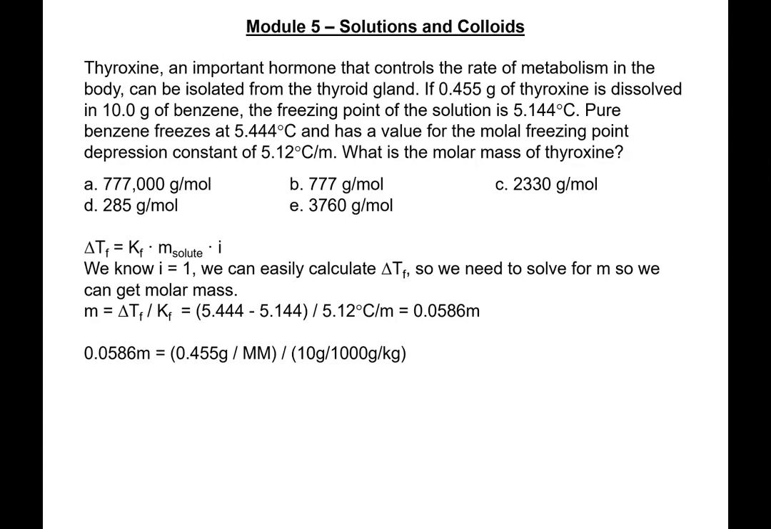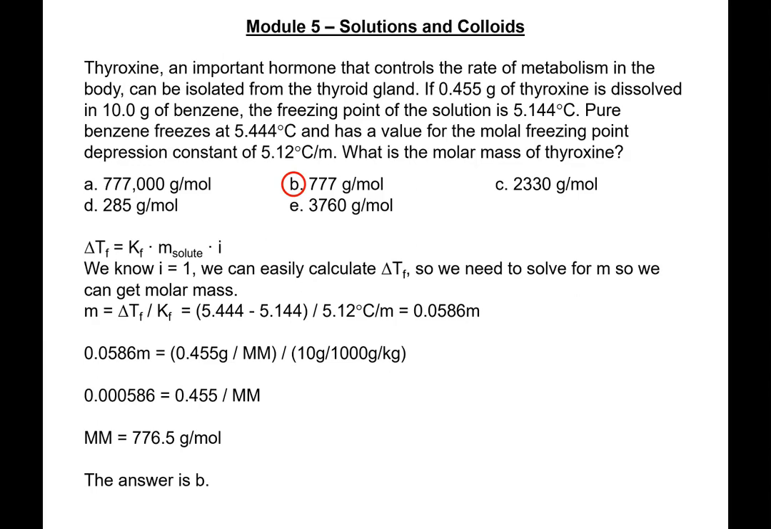And then we divide that by the number of kilograms of solvent, which would be 10 grams. I have to divide that by 1,000 to convert that into kilograms. And then we just solve for MM. Once we work our way through a little bit of algebra, we get MM is 776.5 grams per mole, and our answer is choice B.